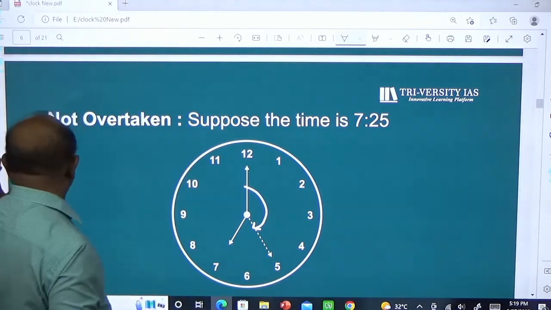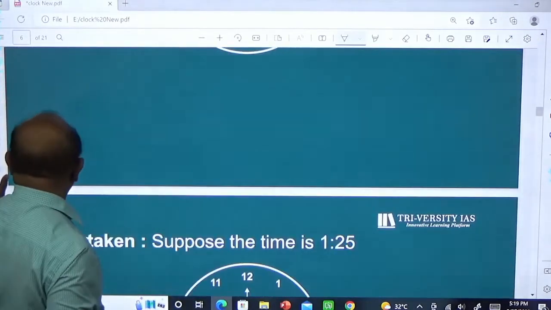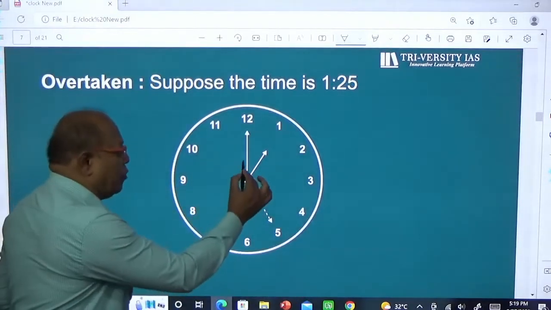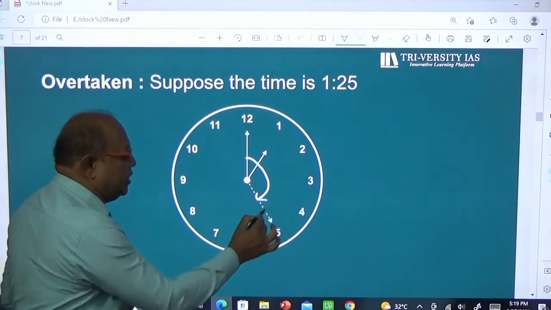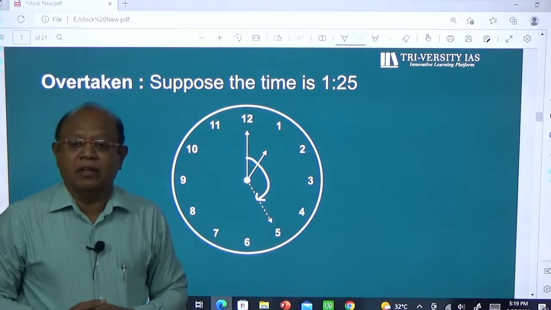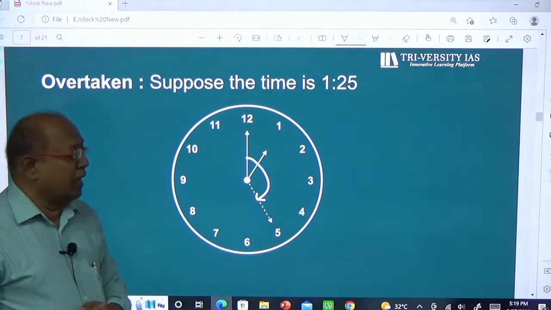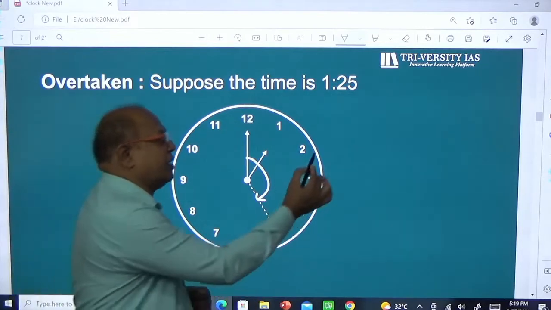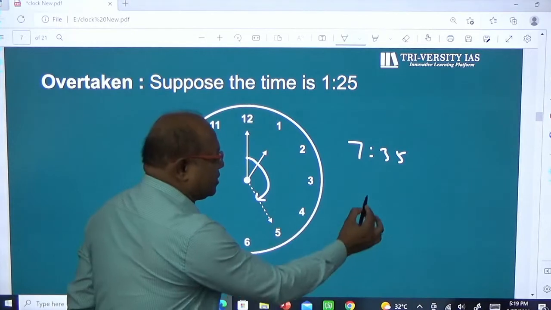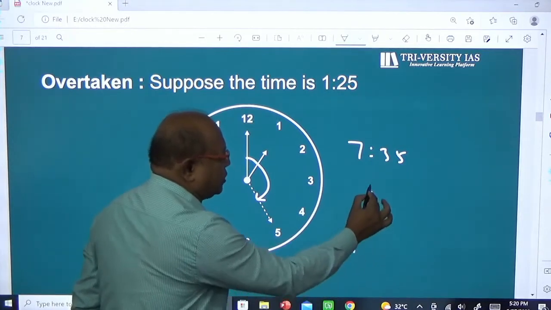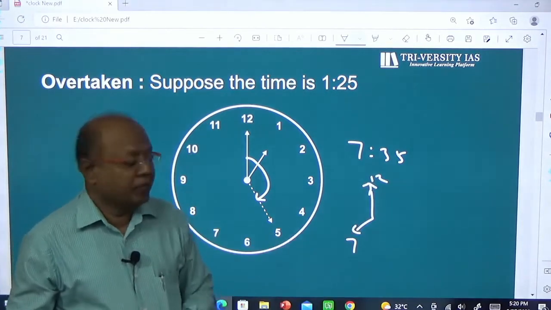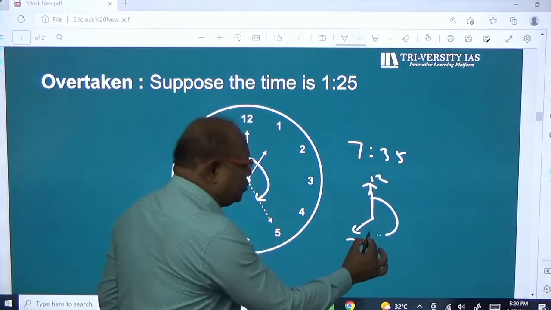On the other hand, now let us see. The time is 1:25. This was the time, 1 o'clock. Now by 1:25, the minute hand has reached 5. That means after crossing, after overtaking the hour hand, this is called overtaken. Now naturally the question will come, sir, 7:35, is it overtaken or not? No doubt, because at 7 o'clock, this is the position. The smaller hand is at 7 and the bigger hand is at 12. By that time, it comes to 7.